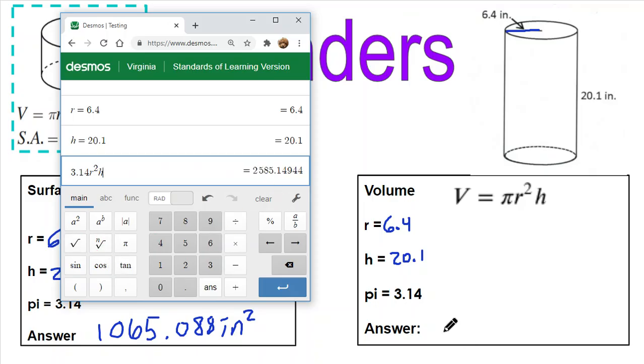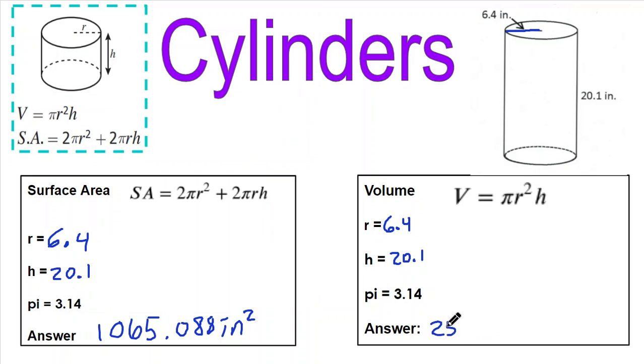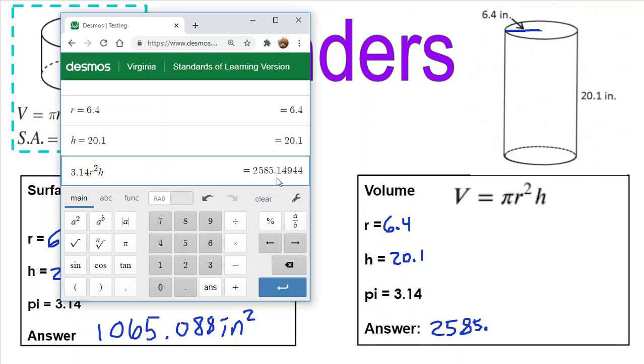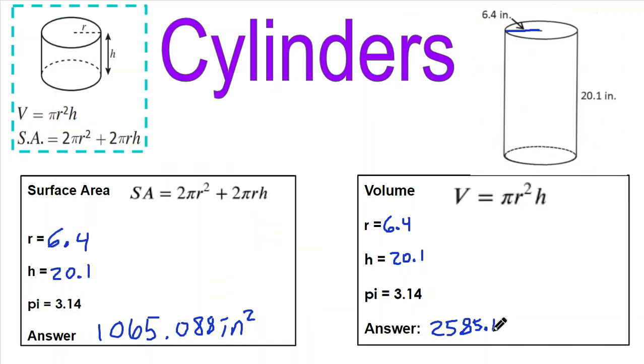And I get 2,585.14944. Okay, this is a pretty long decimal. Let's round it to the second decimal place. I'm going to look at that second decimal place. That's a 4. I'm going to look to the right of it. 5 and above, I give it a shove. 9 is bigger than 5, so I'm going to give it a shove. So I'm going to make it 0.15. So this would be 2,585.15, and that would be inches. And volume is always cubed.